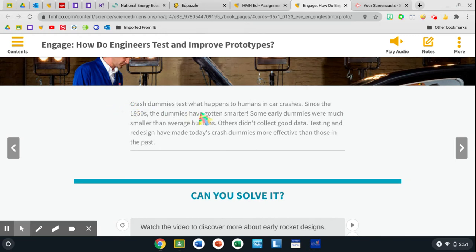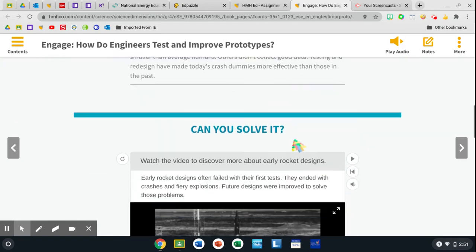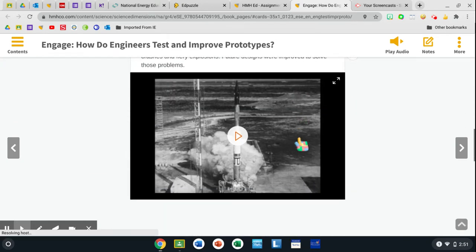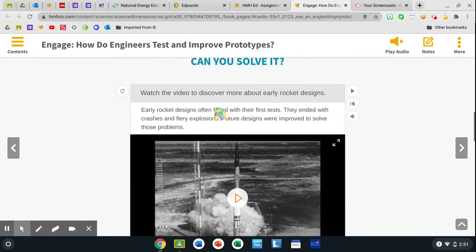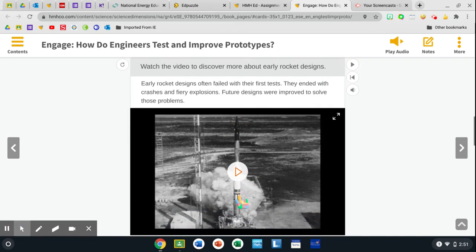Crash test dummies test what happens to humans in car crashes. Since the 1950s, the dummies have gotten smarter. Some early dummies were much smaller than average humans. Others didn't collect good data. Testing and redesign have made today's crash dummies more effective than those in the past. So now you have a video, and what I want you to do is to pause my video, and then you're going to play the video on here.